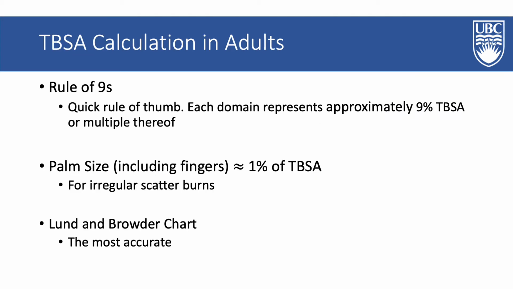When calculating the percent of TBSA burned, there are three widely accepted methods to do so. The rule of nines is a quick rule of thumb which works by dividing the body into segments representing 9% TBSA or a multiple thereof. The palmar method, in which an individual's palm size, including the closed fingers, represents approximately 1% of TBSA. The palmar method is excellent for irregularly shaped and patterned burns. The most accurate and gold standard for assessing TBSA is the Lund and Browder chart. Each of the three methods have their own inherent strengths and benefits and will be discussed later in this presentation.